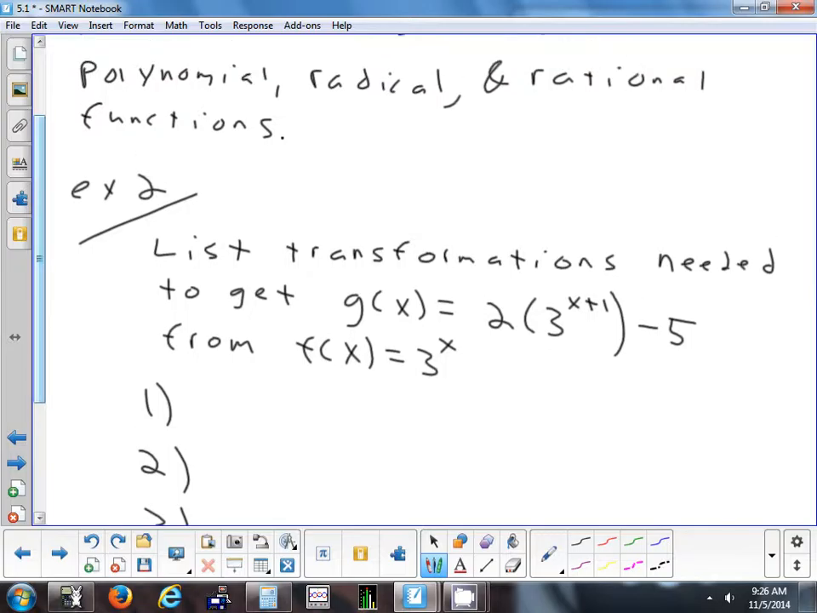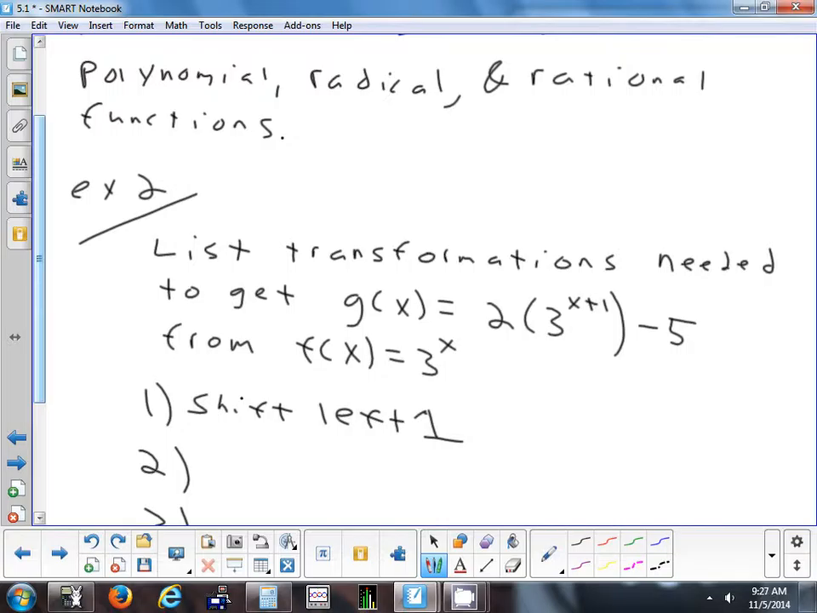Anyone think they see the first transformation you would do? And you do them in the same order we've learned all along. Yep. Shift left. How many? 1. So shift left 1. Anything that's up on the exponent, that's all the horizontal stuff. That's the stuff that's inside, just like when it's under a root, that's the stuff that's inside the root. Oh, this is what's inside the parentheses.